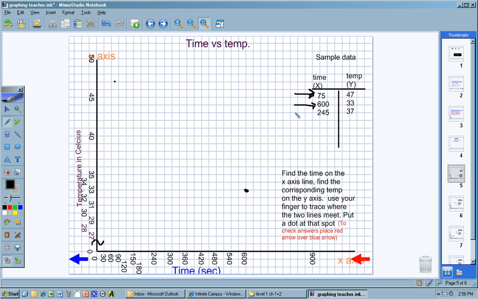The last one's 245 and 37. 245, well, here's 240, and this is a lot bigger. So this 45, I'm going to have to round because I'm going up by 30 seconds a square, and 5 just really isn't very much. So I'm going to have it on 240, and I'm going to go up to 37, 35, 36, 37.